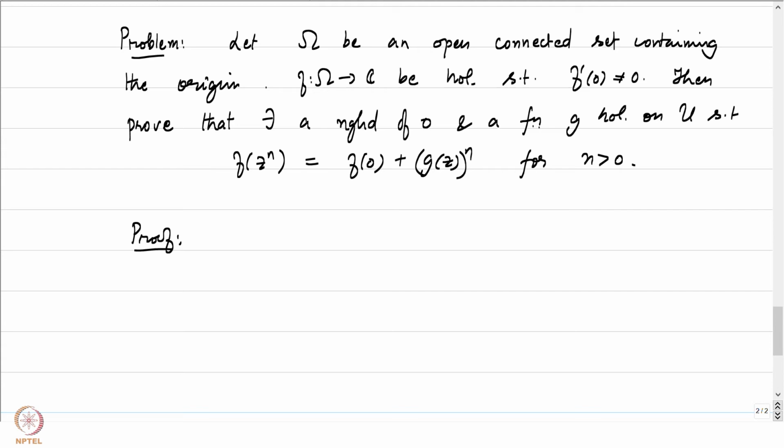If n is equal to 1, then there is nothing to prove, because what we are demanding is just a statement that we have proved in one of our lectures, where we exactly found out what the local behavior of the function f will be. So let's assume that n is greater than 1. Otherwise, the problem is not going to be interesting.